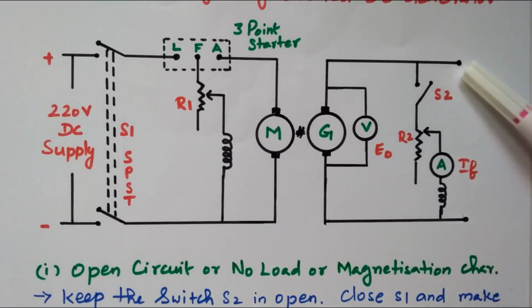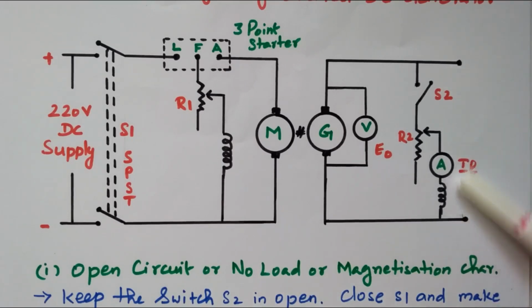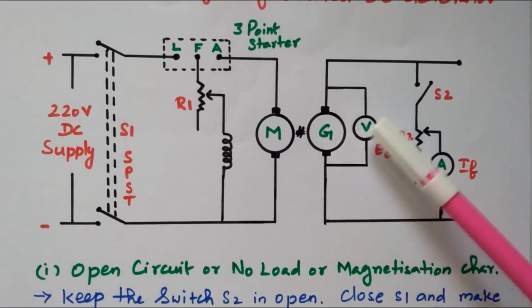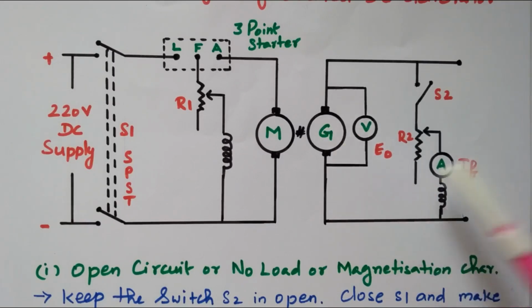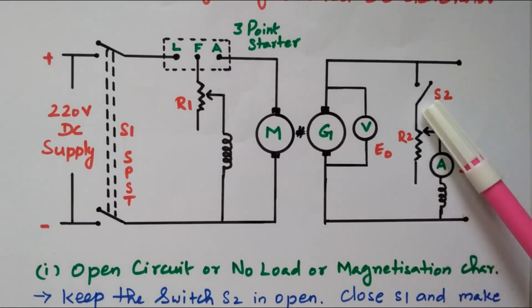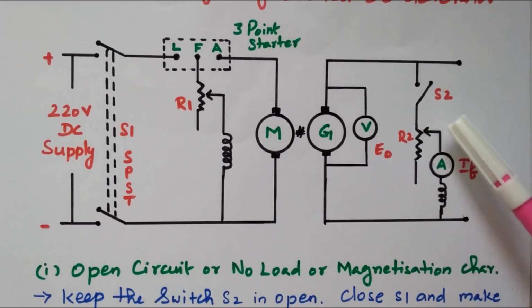So this is the generator terminal, load terminal, this is open circuited. There is no connection in the load terminal, open circuited. So across the armature the voltmeter is connected, so it will read the no load EMF. This field winding is connected through the ammeter, so it will read the field current. It is connected to the rheostat, variable rheostat. So the current flowing through this field winding can be varied by using this rheostat. And also it is connected through the switch S2. So we can open or close the current supplied to the field winding by using this switch S2.